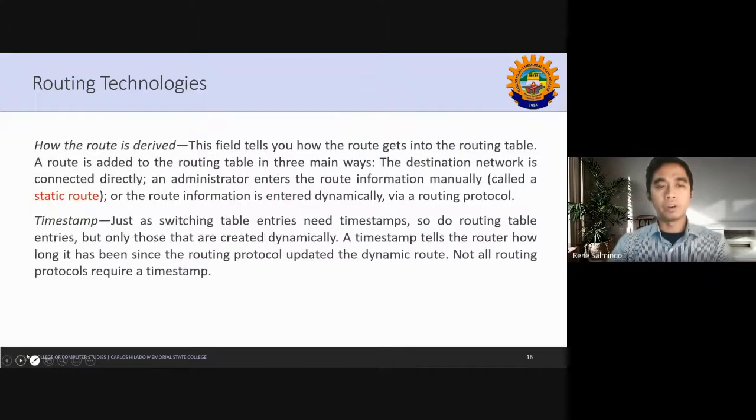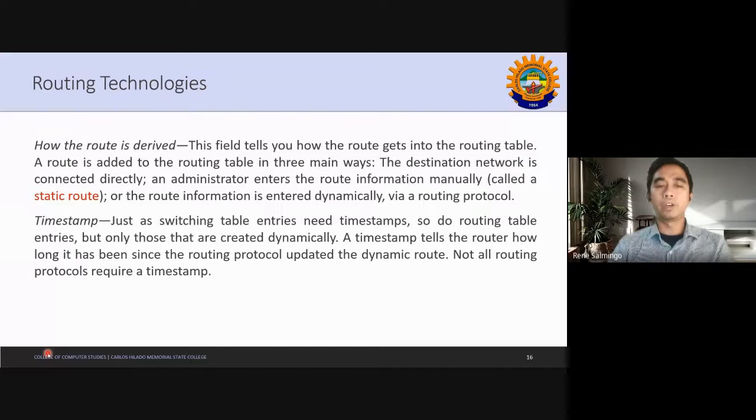So after we determine the metric, we are now going to determine how the route is derived. This field tells you how the route gets into the routing table, and a route is added to the routing table in three main ways. First, the destination network is connected directly. Second, the administrator enters the route information manually. We call it the static route.